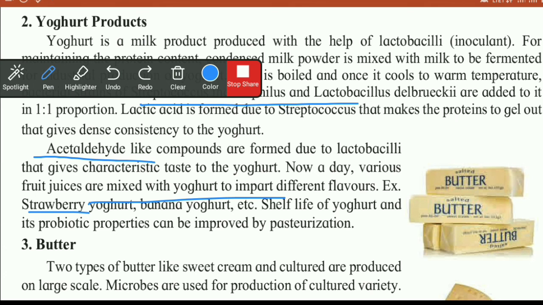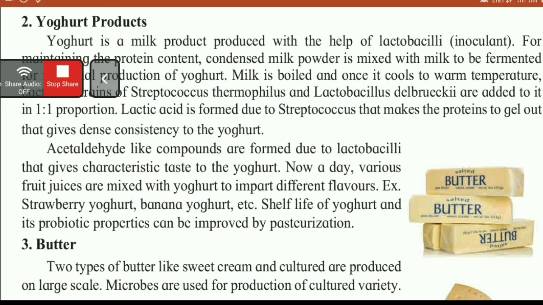Now it's butter. There are two types of butter: the first is sweet cream butter and the second is cultured butter. These two butters are produced on a large scale inside industries. Many types of microbes are used and cultured for the production of these types of butter. So remember that butter is of two types: sweet cream butter and cultured butter.